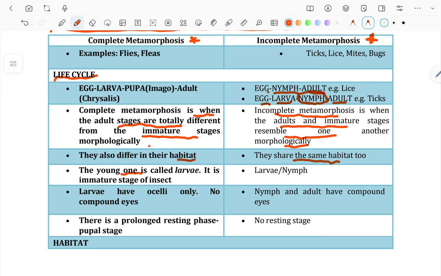The young one is called larva. It is the immature stage of an insect. There are larva and nymph. Larvae have ocelli only, no compound eye. Nymph and adult have compound eye. There is a prolonged resting phase, the pupal stage, while in the other there is no resting stage.